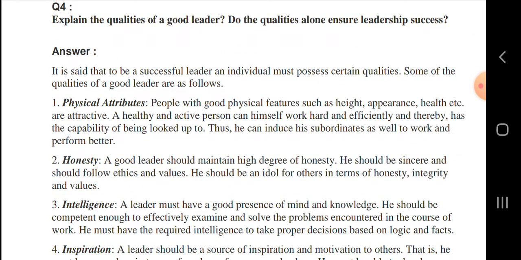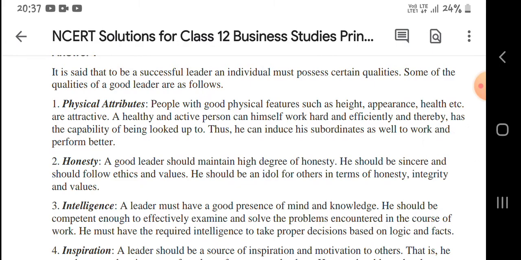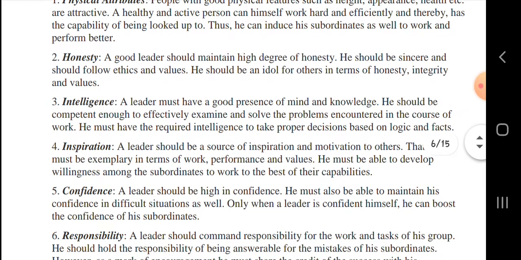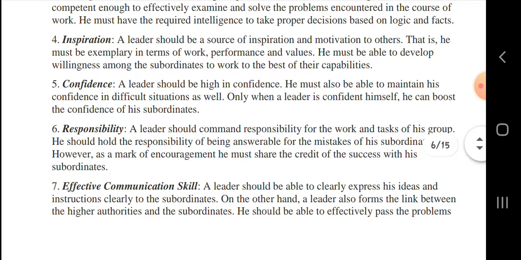So let us know what the qualities of a leader are. Physical attributes: people with good physical features such as height, appearance, health, etc. are attractive. A healthy and active person can himself work hard and give the best performance. And honesty: a good leader should be honest towards his work. And intelligence: a leader should be very intelligent. And inspiration: a leader should be an inspiration or motivation for others. And confidence: a leader should have a lot of confidence so that he can increase the confidence of others, the workers of this company.